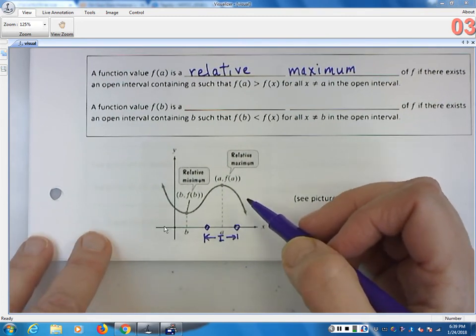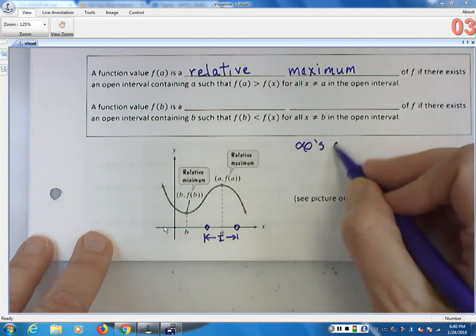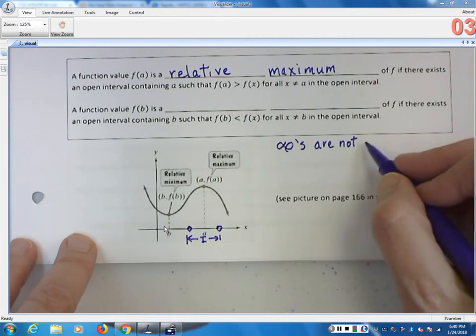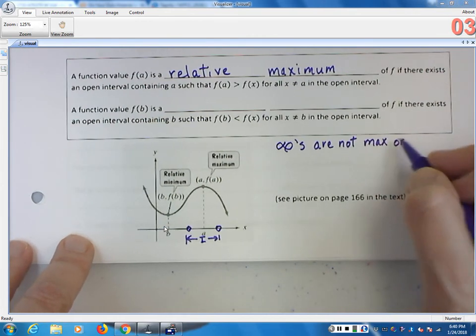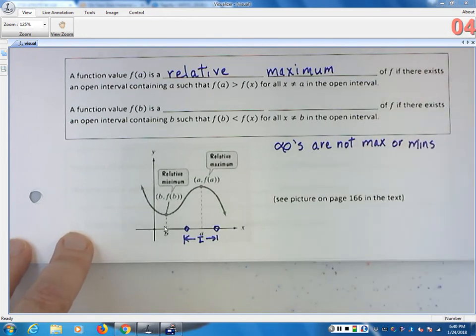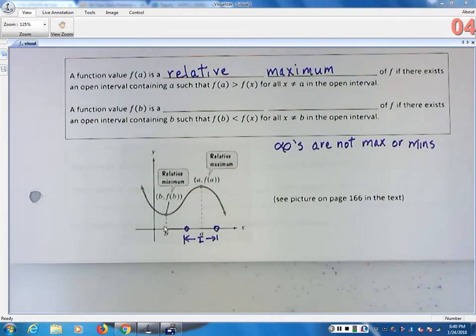So the infinities are not relative maximums, or they're not maximums or minimums, because you can't come up with an open interval I around infinity. You can keep finding a bigger number to positive infinity. So this is the definition of a maximum. So the infinities are not included.